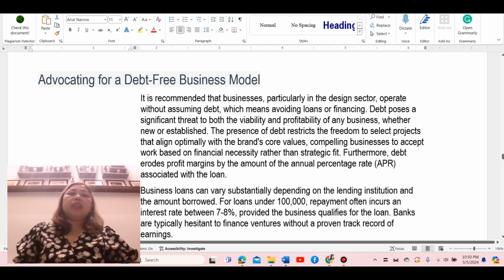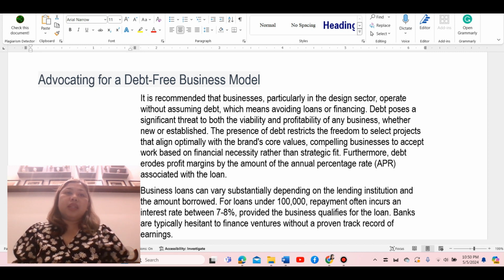Advocating for a debt-free business model. It is recommended that businesses, particularly in the design sector, operate without assuming debt, which means avoiding loans or financing. Debt poses a significant threat to both the viability and project profitability of any business, whether new or established.